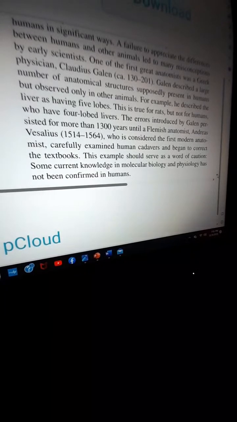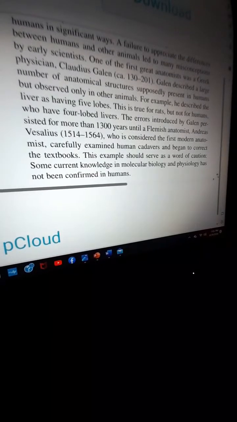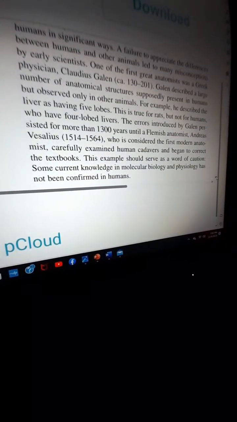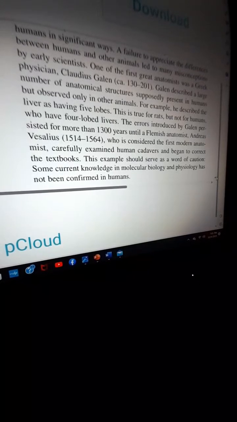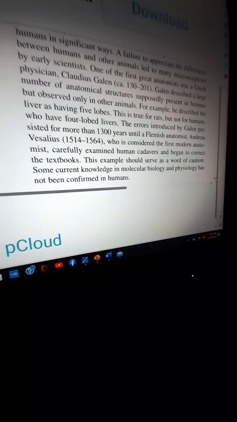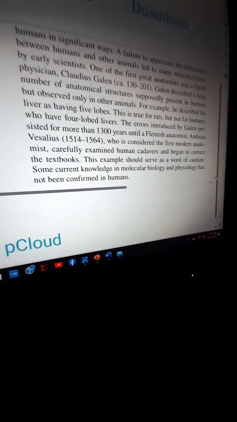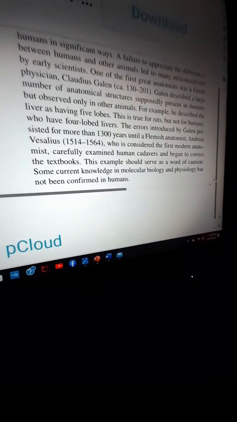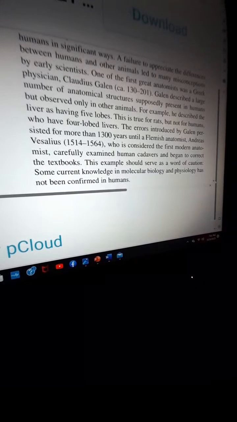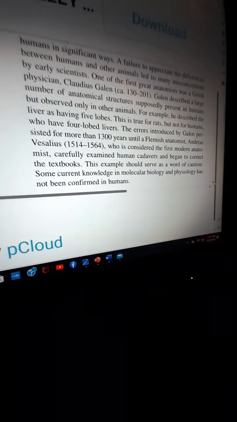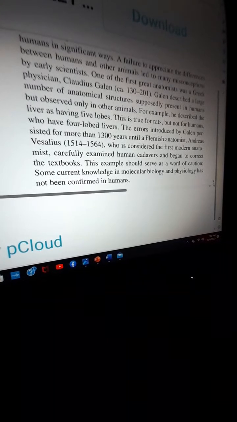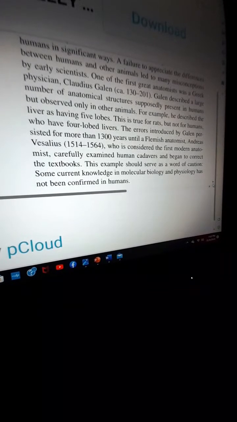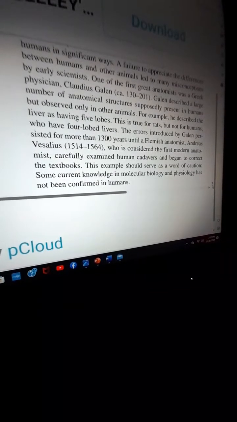4 lobed livers. The errors introduced by Galen persisted for more than 1300 years until a Flemish anatomist, Andreas Vesalius, who is considered the first modern anatomist, carefully examined human cadavers and began to correct the textbooks. This example should serve as a word of caution. Some current knowledge in molecular biology and physiology has not been confirmed in humans.